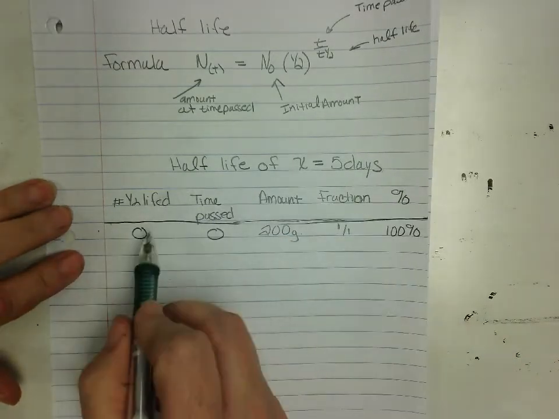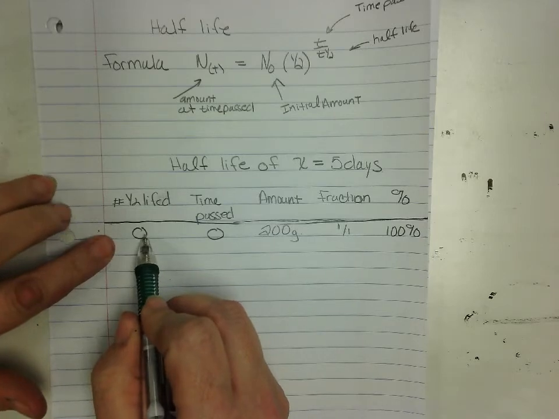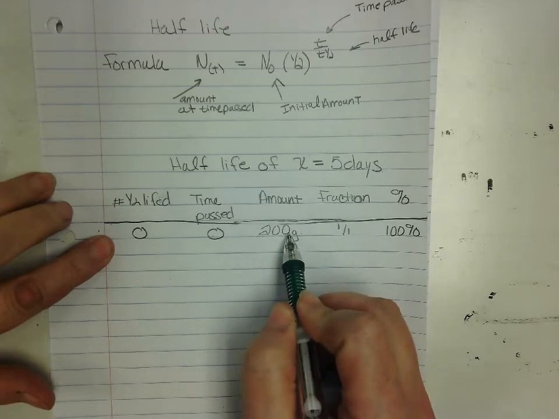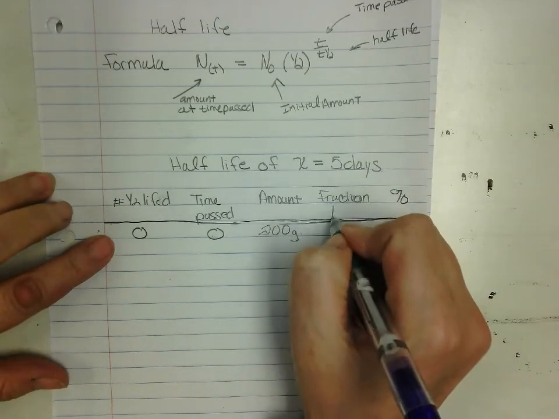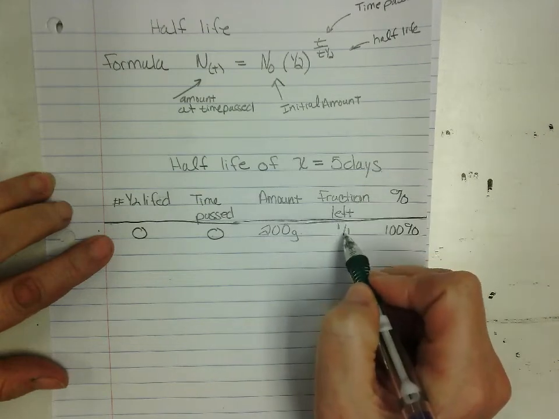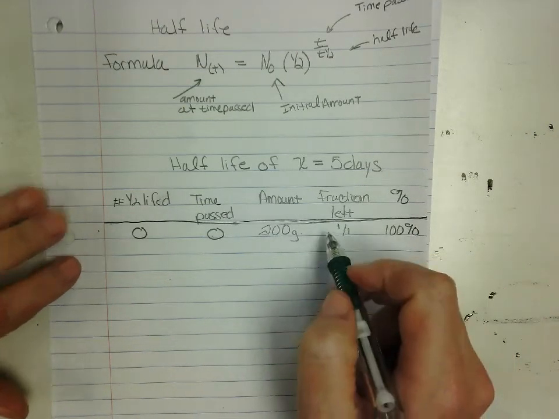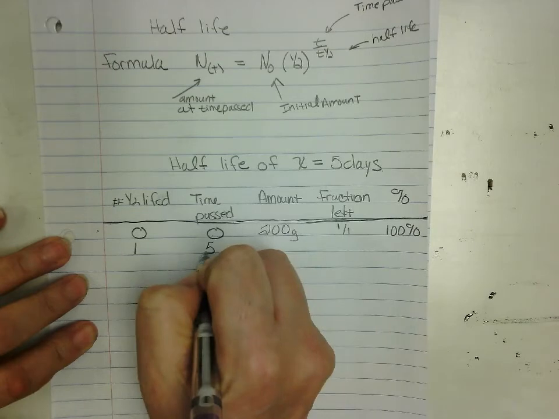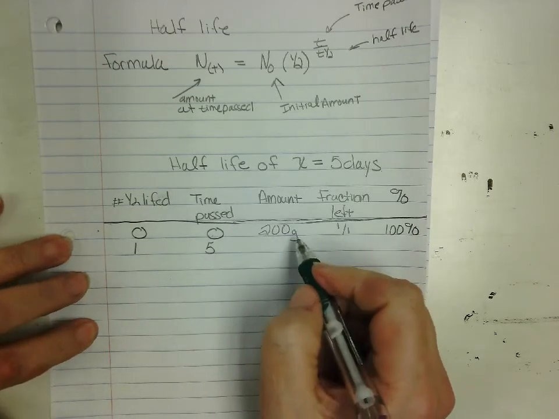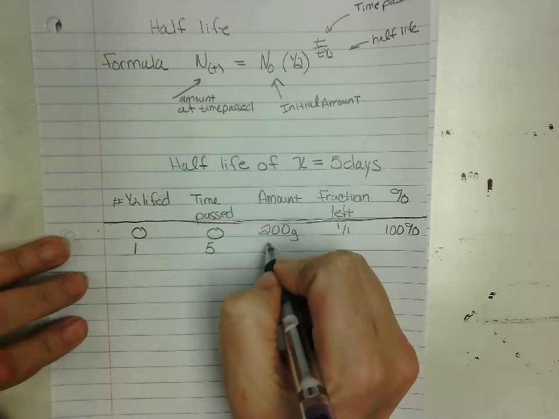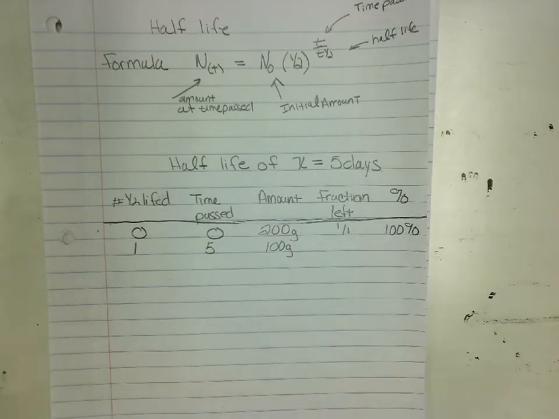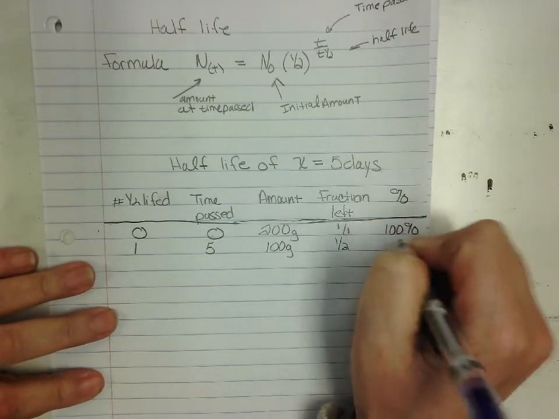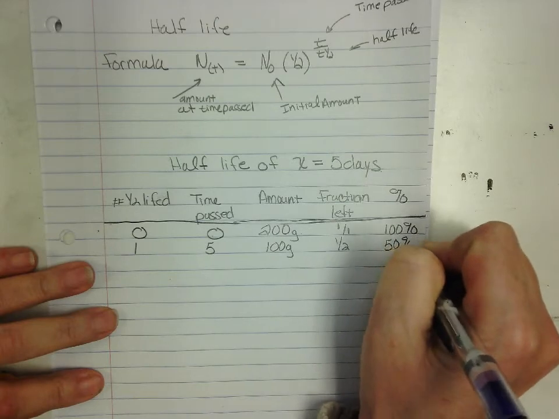So in order to do this chart, you have to start at how many half-lives or time passed is 0, okay? I start with 200 grams. My fraction that's left, let's put that there, is 1/1. So I have 100% of 200 grams. Now after one half-life, that's 5 days passed, okay? Half of it goes away. So now I only have 100 grams. That's what half-life is, the amount of time for half of it to go away. And the fraction I have left is a half, and that is 50%, okay?